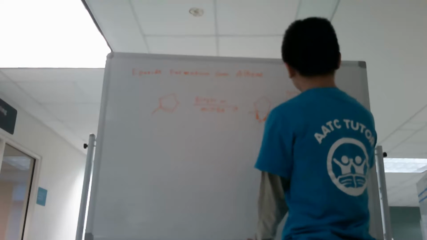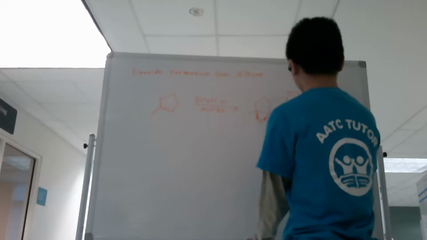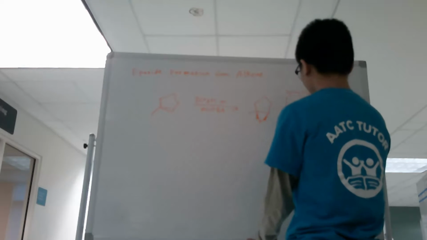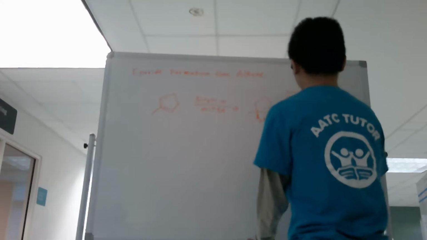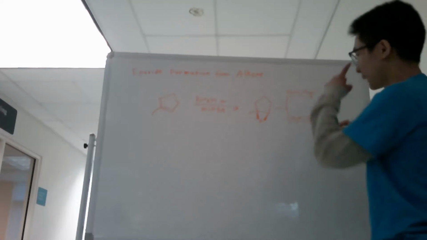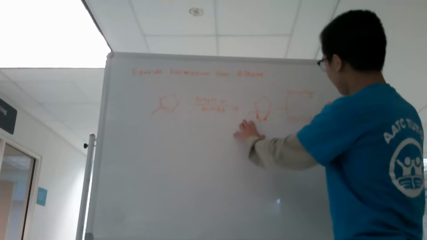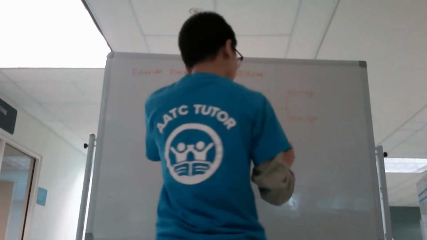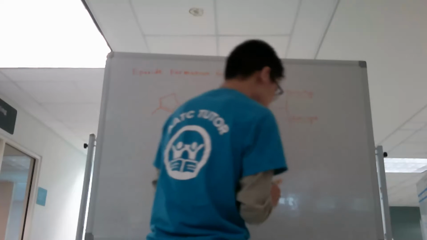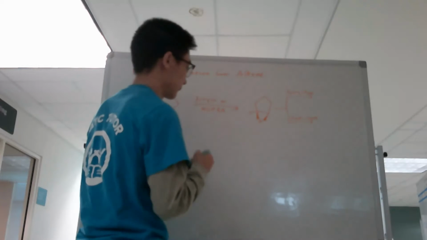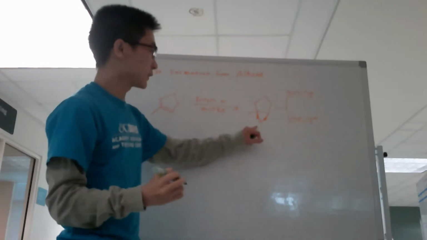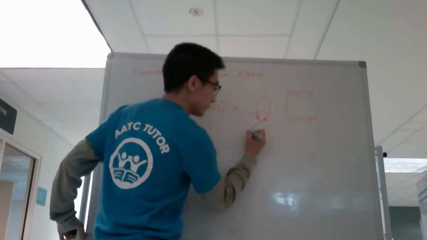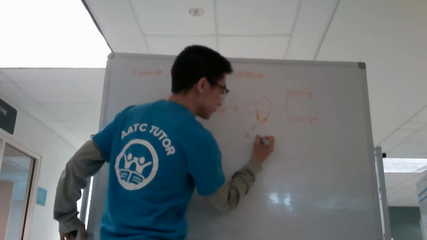Okay, so then after we add the LiAlH4. Let me draw the mechanism for the acidic conditions. So in acidic conditions, this oxygen here is going to get protonated by the acid. In this case, it's H2SO4.